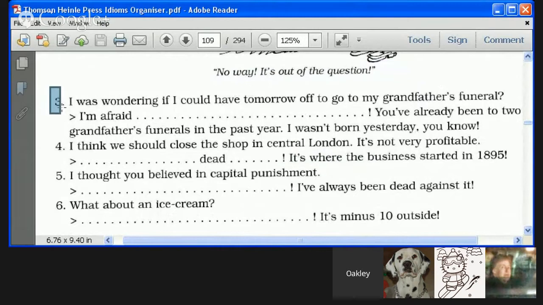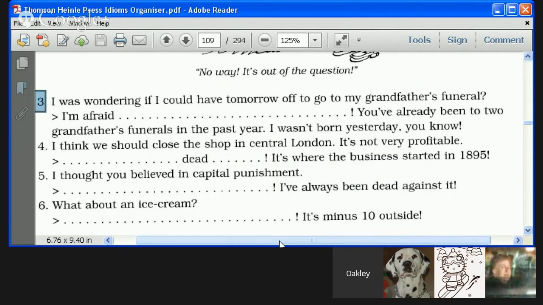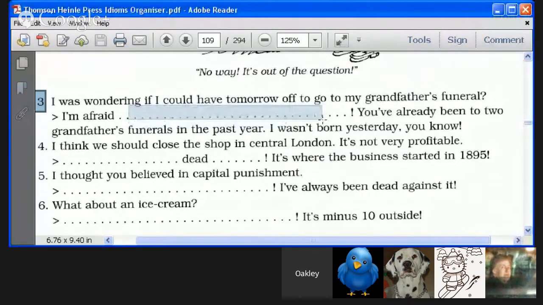Okay, Heidi, how about number 3 here? I was wondering if I could have tomorrow off to go to my grandfather's funeral. I'm afraid you've already been to grandfather's funerals in the past year. I wasn't born yesterday. You know what? What? I wasn't born. Or was it born yesterday?